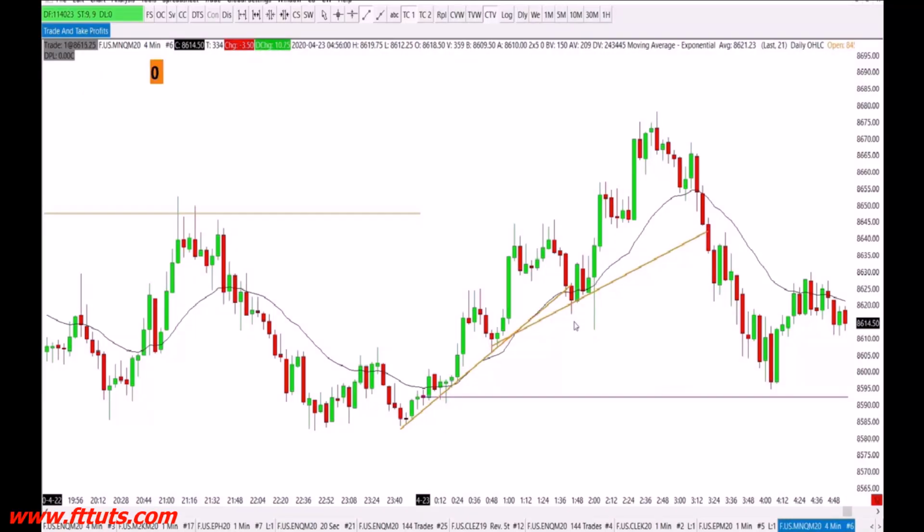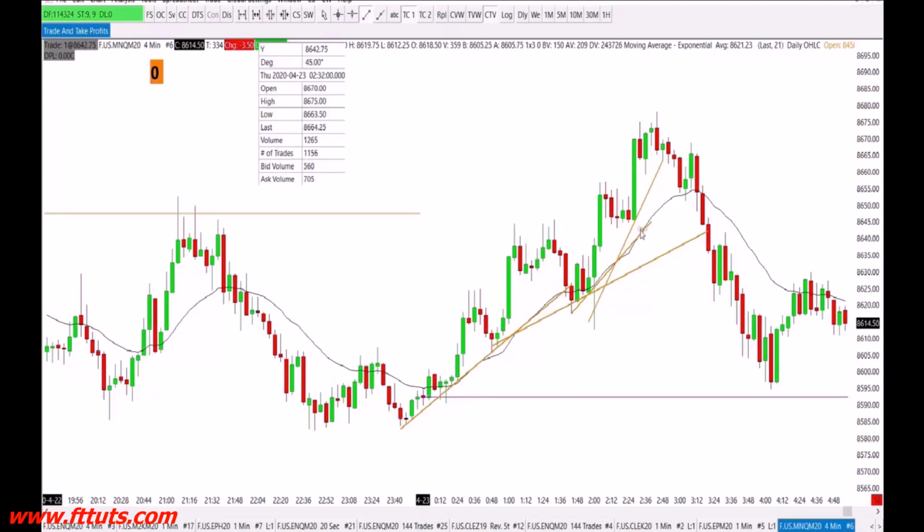What I would try to do is connect these two swings, right? So I would try to do something like this. If it can't go like this, I would just try to use this right here. All right. Now I want to show you guys something, because a lot of people draw their trend lines different.